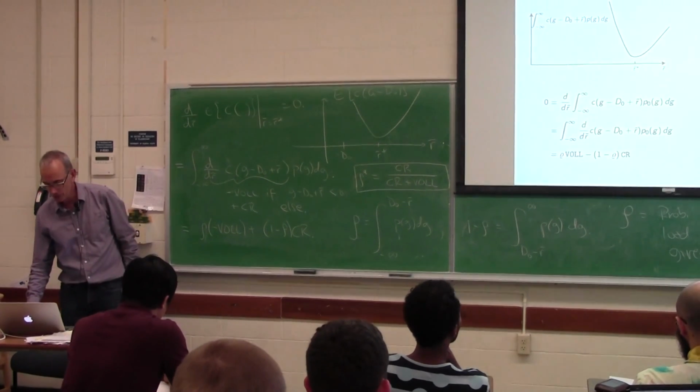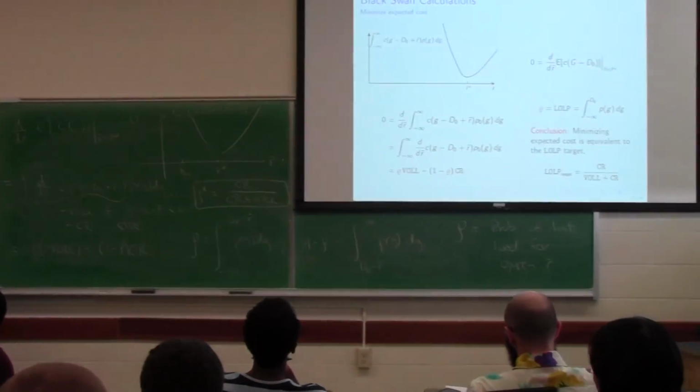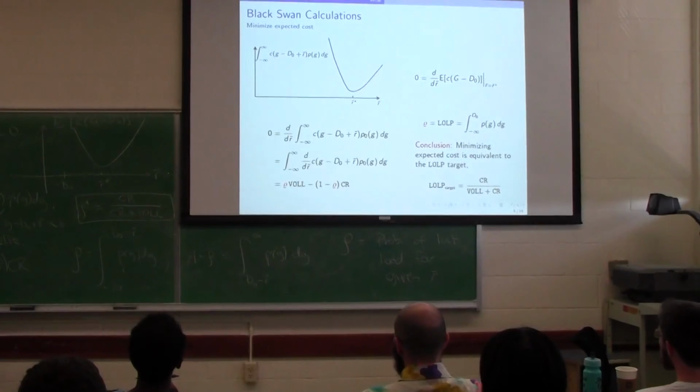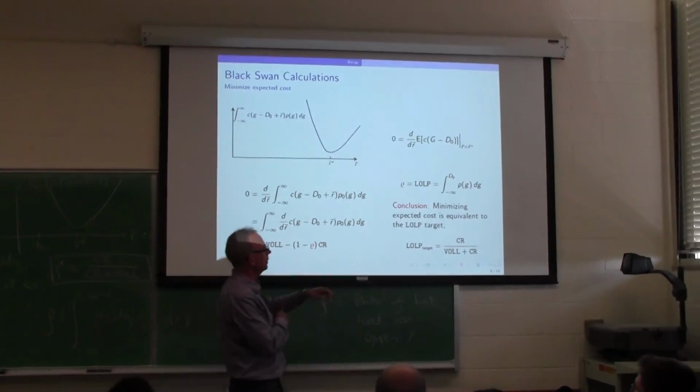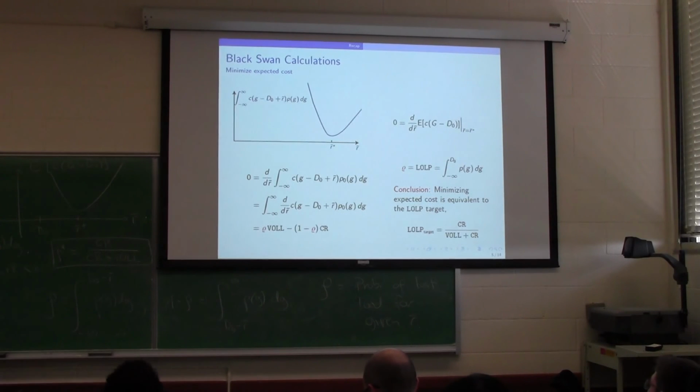Because the cost function's so extreme. Okay, so anyway, the conclusion is right there. Minimizing expected cost is equivalent to coming up with a target in that way. And all right.